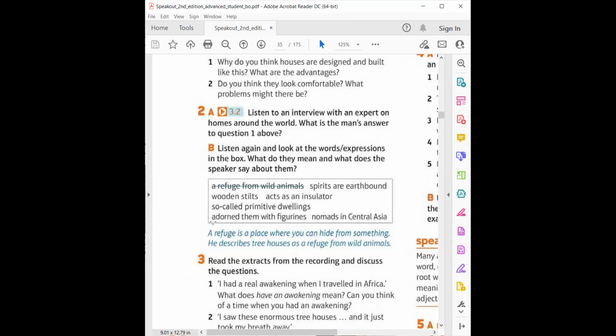Okay, adorned them with figurines. Adorned here means to be designed to make it more beautiful. Okay, this is the meaning of adorned, and adorned them with figurines. Figurines, it's like a material, a substance as well.